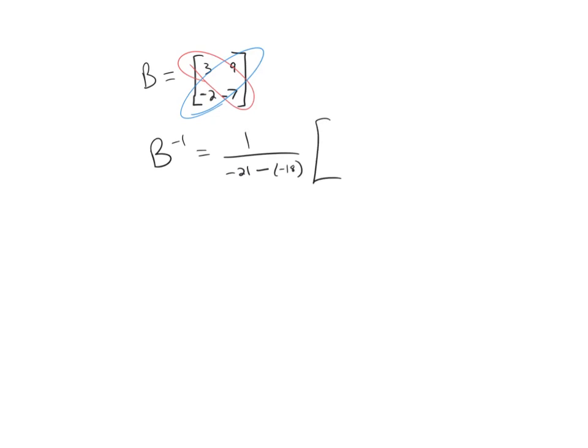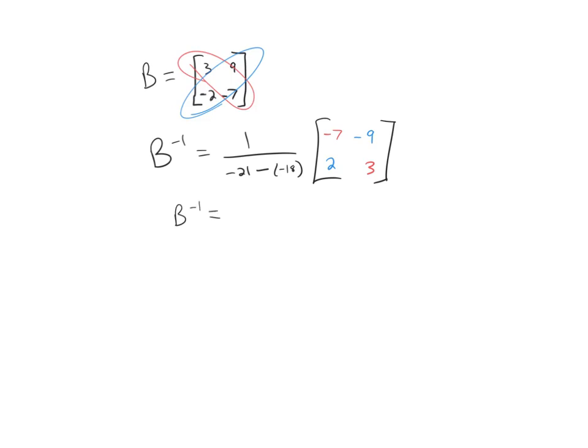Then in this new square matrix, I'm going to do the exchange change. I'm going to exchange what was in red, so that means the negative 7 goes here and the 3 goes here, and then I'm going to change the signs on the other two. So the negative 2 becomes positive and the 9 becomes negative. Okay, let's clean that up a little bit.